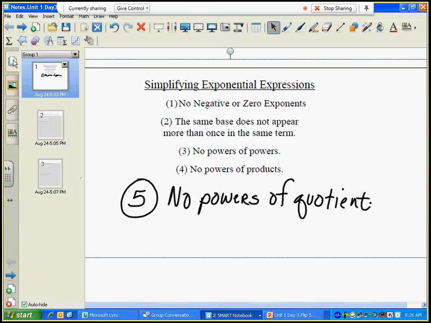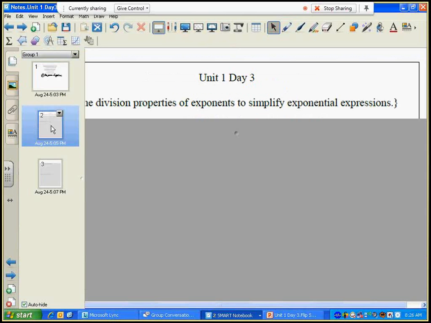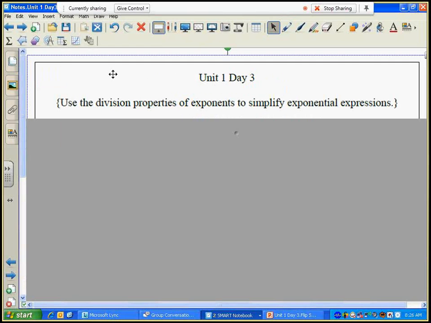Then go to your next blank page, and at the top of that page you would label it Unit 1, Day 3, and then copy down this learning objective. Use the division properties of exponents to simplify exponential expressions.